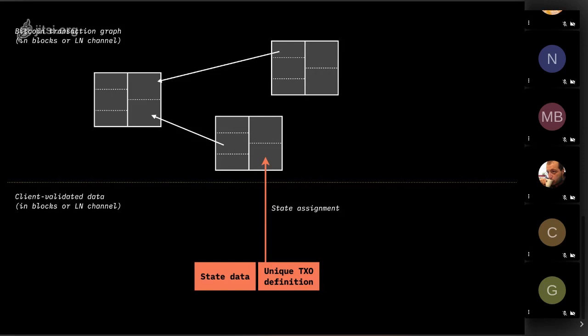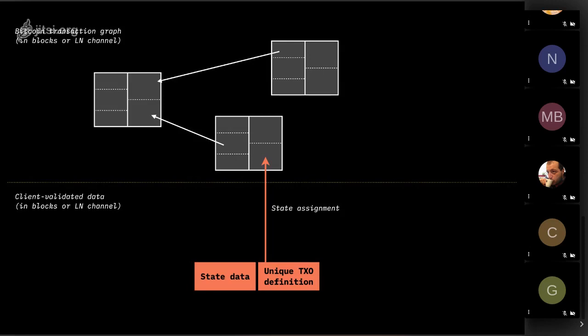And with the client-validated side, which is shown on the bottom of the slide, sorry, in blocks on the LN channel, it's a mistake, I have to remove this part. In the client-validated data, you define some state, which is basically some data of a predefined form according to RGB rules, and you assign that state to a unique transaction output. To define the uniqueness of a Bitcoin transaction output, you need to name the transaction ID and specify the index of the transaction output within that transaction. That is the unique identification of a transaction output used practically everywhere, in Bitcoin Core and Lightning Network in most places. So you can define the transaction output in this way, and you can assign the state data to this transaction output.